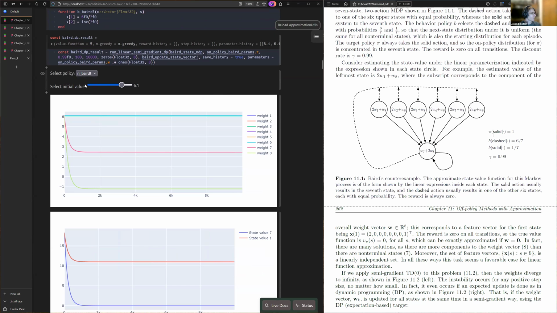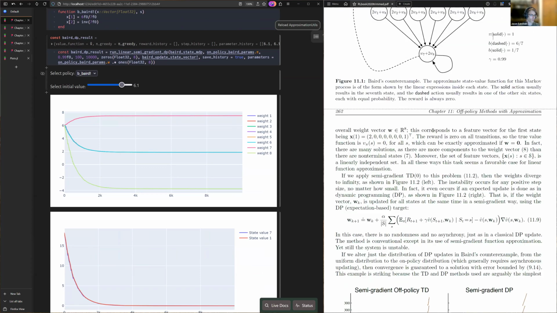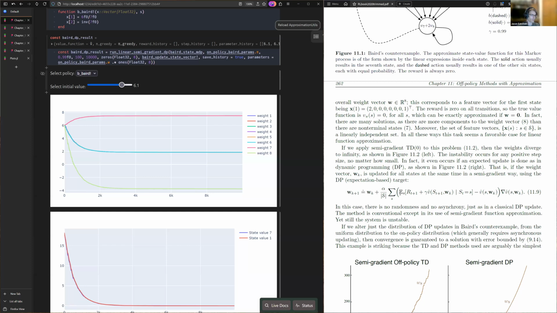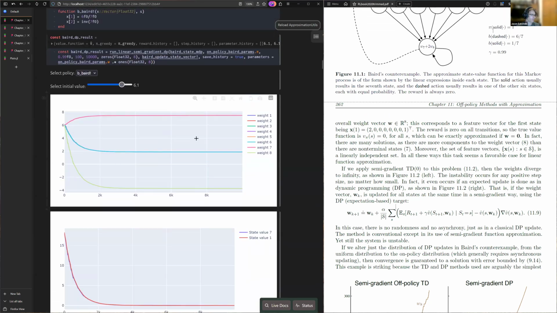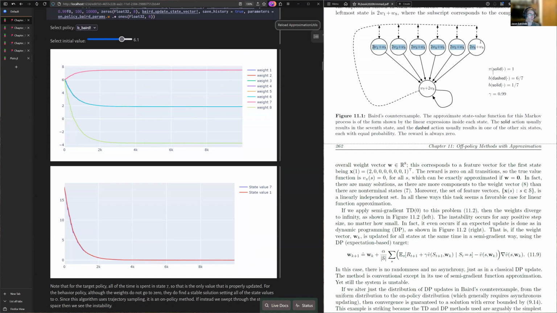So in this case, if you do dynamic programming, sampling the states correctly according to the on policy distribution instead of just weighting them all equally, then these values converge just fine. And they converge to the exact values because we have enough parameters to actually compute the values exactly here. And they should all be 0.